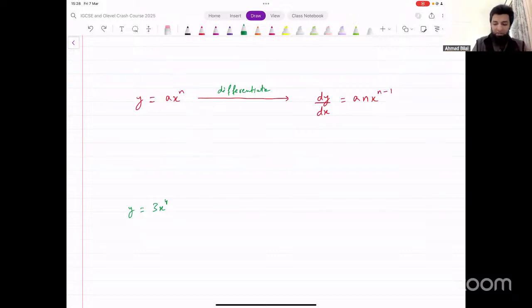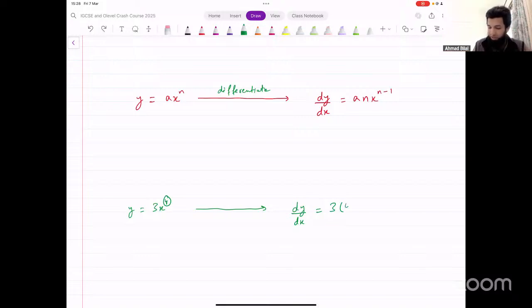That's what the differentiation of a function like this is going to be. So for instance, if you have 3x raised to the power 4, what is the derivative going to be? dy over dx. 3 remains as it is. And then you say, you multiply by the power. So this power n, it comes down and gets multiplied with a.